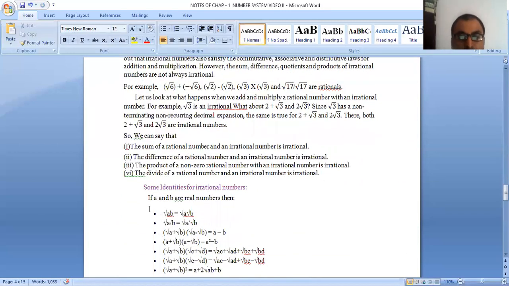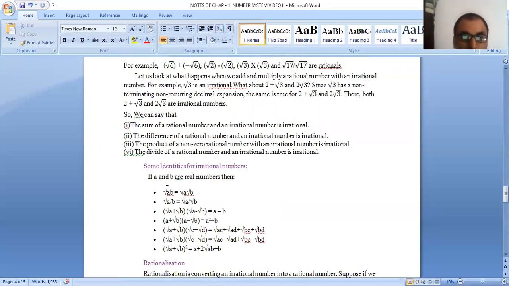Now I'm going to show you some identities for irrational numbers. If a and b are real numbers, then root of a into b, we can write it as root a into root b. Now root of a upon b, we can say root a upon root b.